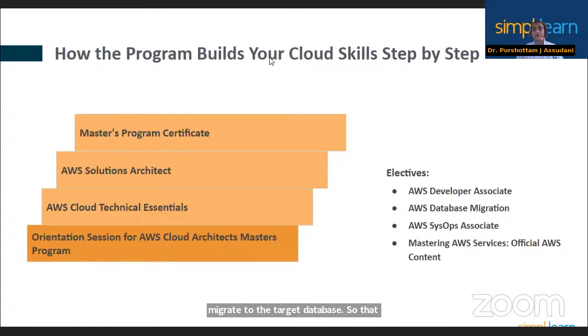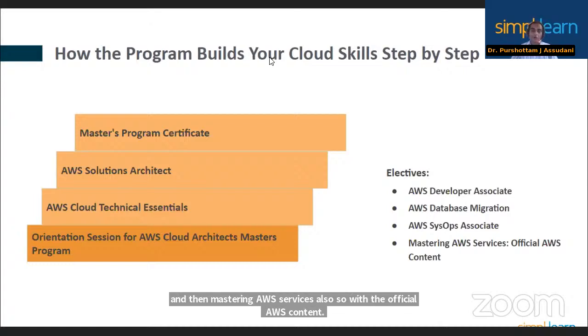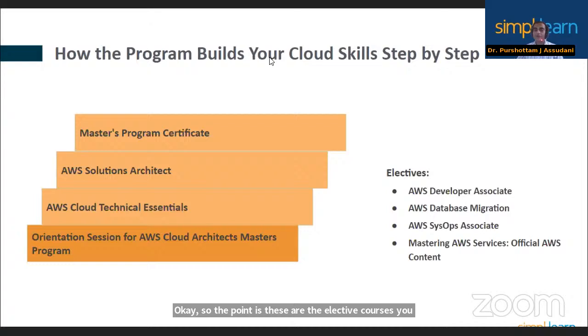Then AWS SysOps Associate would talk about the system operations associate. That's kind of an administrator role, so you can go with the SysOps Associate course. Okay, and then Mastering AWS Services also, with the official AWS content. Okay, so the point is, these are the elective courses. You can opt for one or all of them as well, and they would be offered to you at no extra cost. That would be included in the program cost itself.